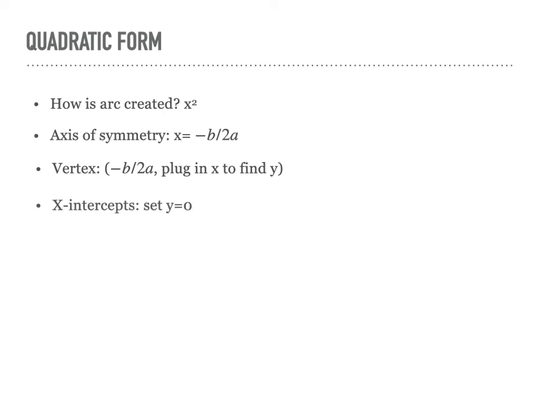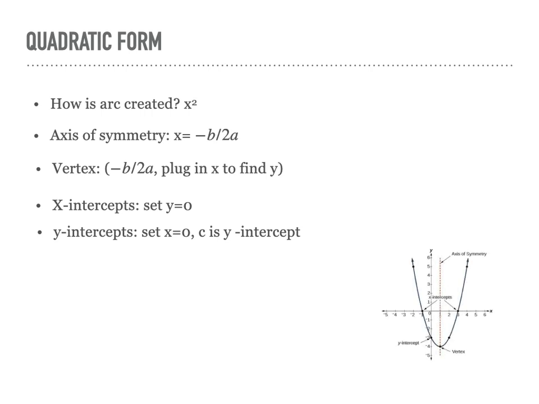Now let's move on to the x-intercepts. You can find that by setting y equal to 0. And for y-intercepts, you can set x equal to 0, and you can find that c is the y-intercept. You can also find the intercepts by graphing it. Here's how it looks by adding all the components and visualizing all the components in a quadratic parabola.